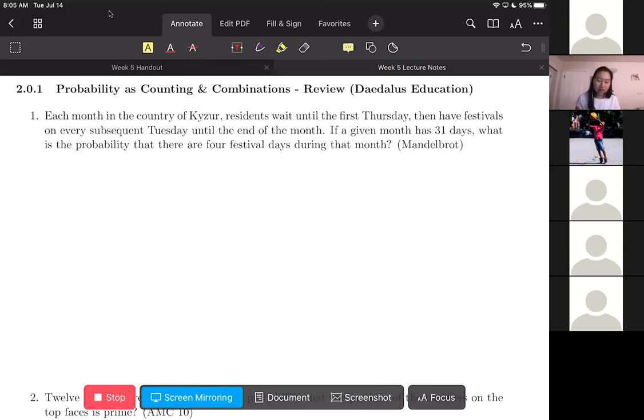So in this problem, it says each month in the country of Kaiser, so it's a fake country, residents wait until the first Thursday, then have festivals on every subsequent Tuesday until the end of the month. If a given month has 31 days, what is the probability that there are 4 festival days during that month?